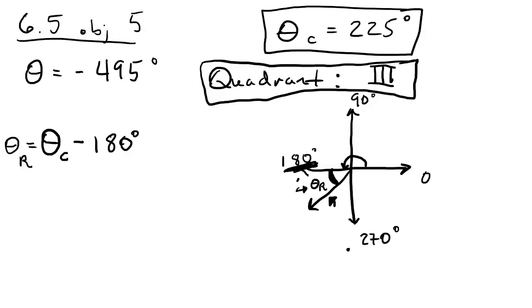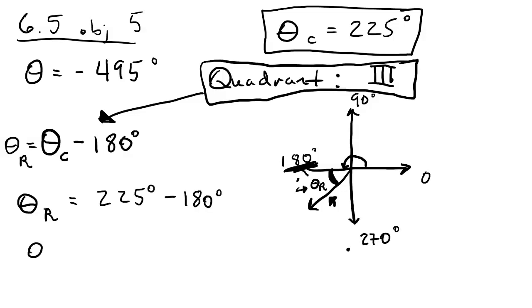Let me re-emphasize this again. This is not a reference angle formula for every quadrant. This is only for quadrant 3 that you use this formula for reference angles. So when we plug our coterminal angle into this formula, we get 225 degrees minus 180 degrees. So theta r is equal to, I think it's 45. And that is our reference angle.